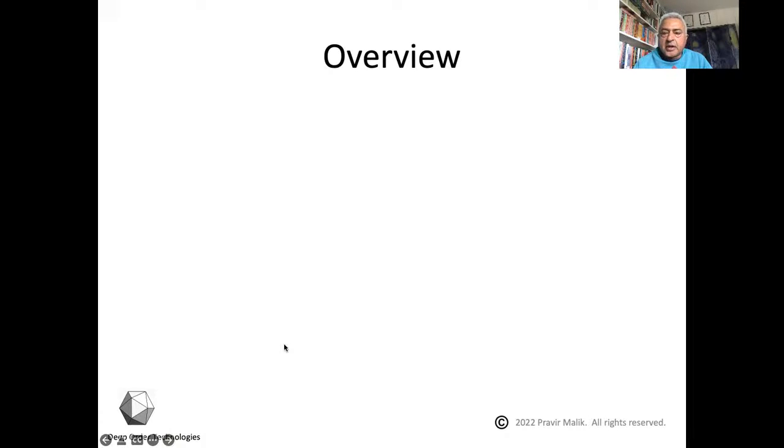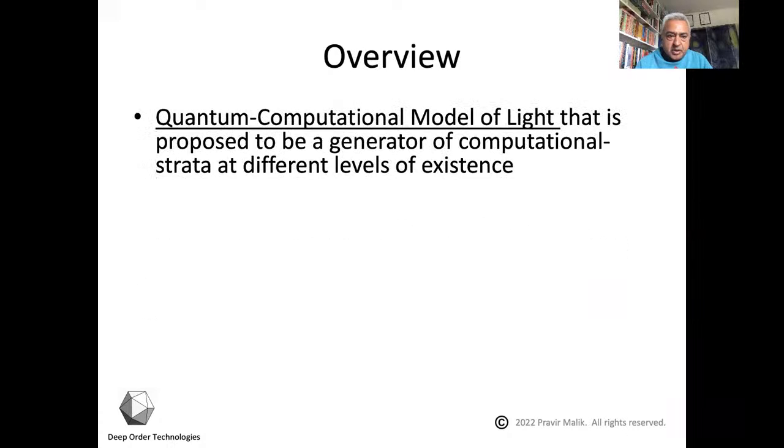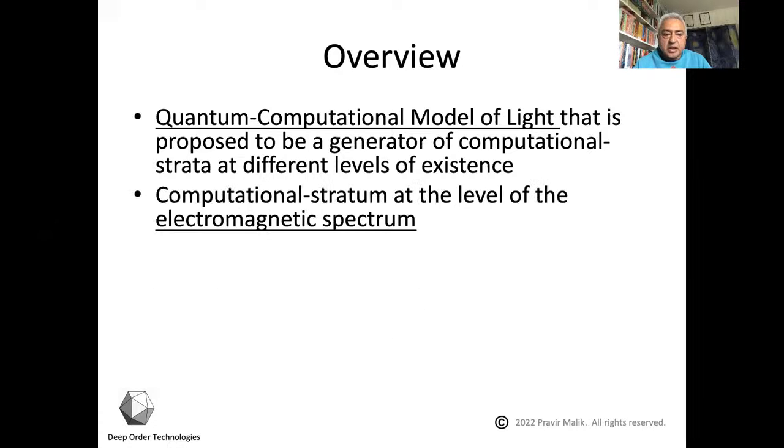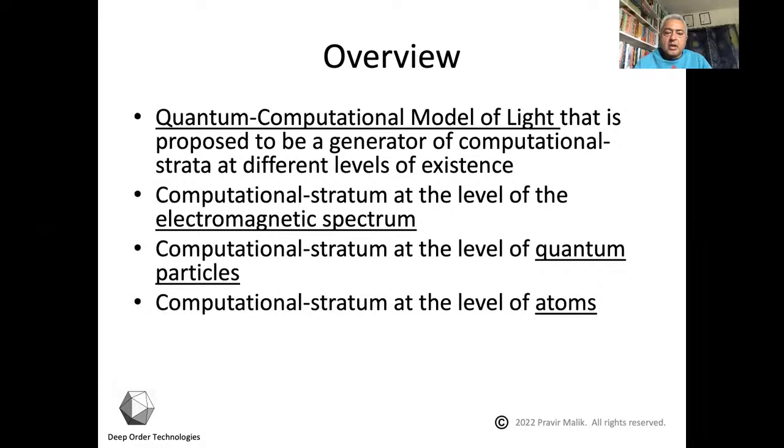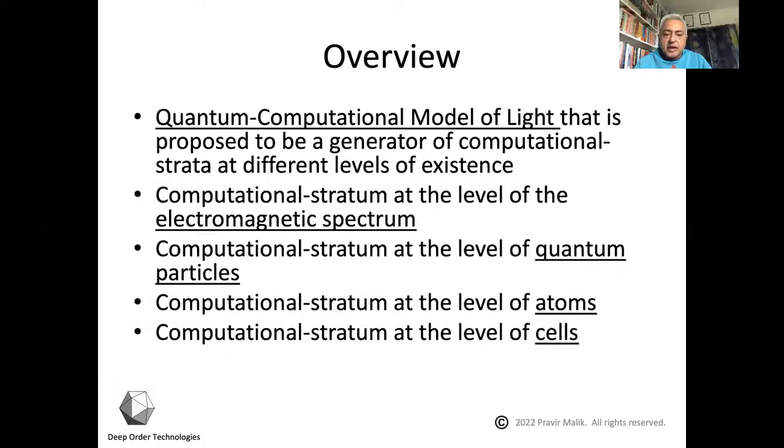A brief overview of what I intend to go over in the next 20 minutes. First, I will introduce the core quantum computational model of light that is proposed to be a generator of computational strata at different levels of existence. I will then go over how such computational strata appear at the level of the electromagnetic spectrum, at the level of quantum particles that emerge subsequently, at the level of atoms, and at the level of cells. And finally, I'll offer a summary and conclusion.